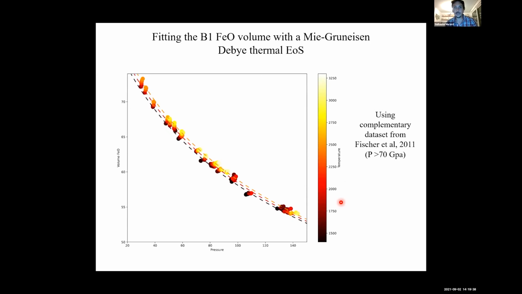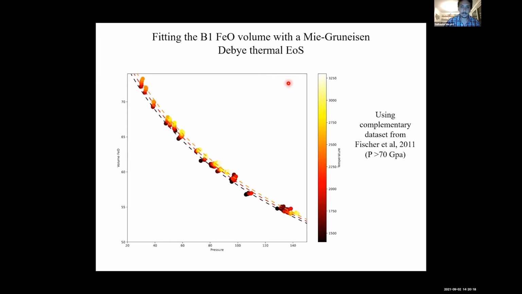So we did this fitting of the volume. We used in situ X-ray diffraction with laser heating experiments. We have this whole data set for the volume of the B1 structure and fitted equations of state. We were also able to complement our data set with the previous data set at higher pressure by Rebecca Fischer, and we fit all of that, trying to infer an equation of state.